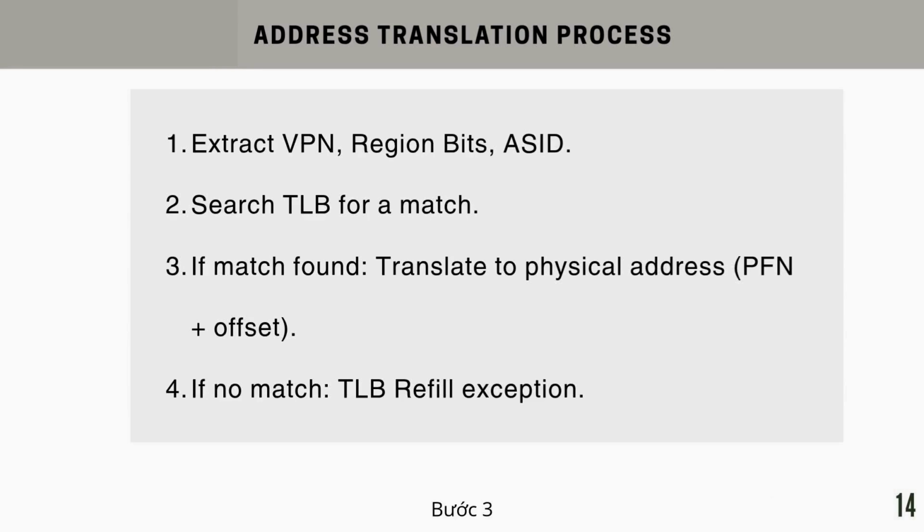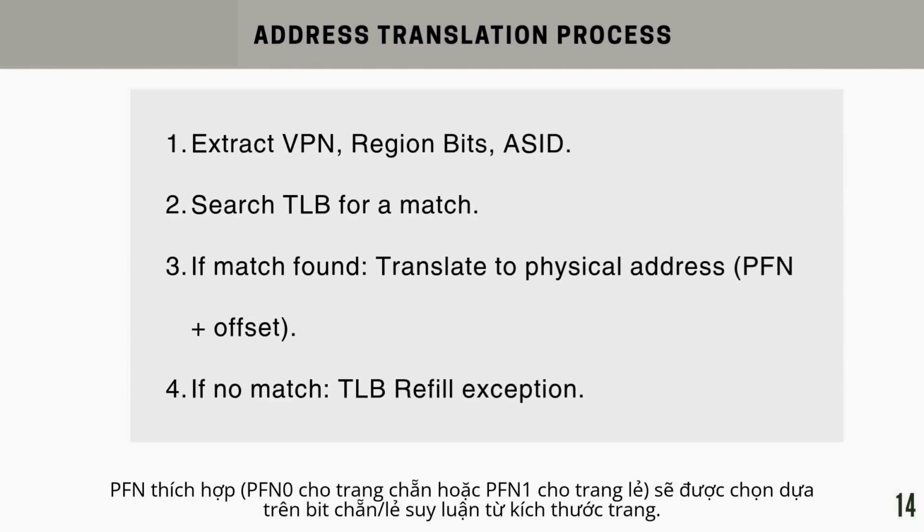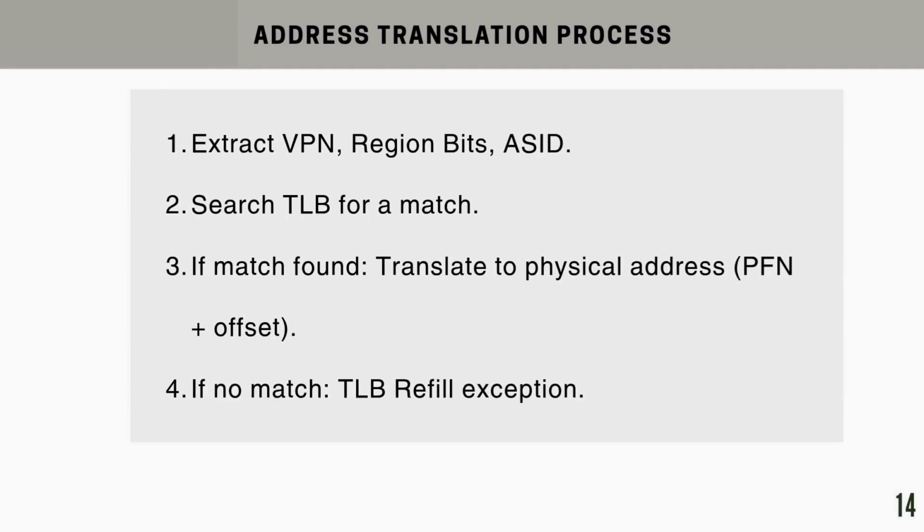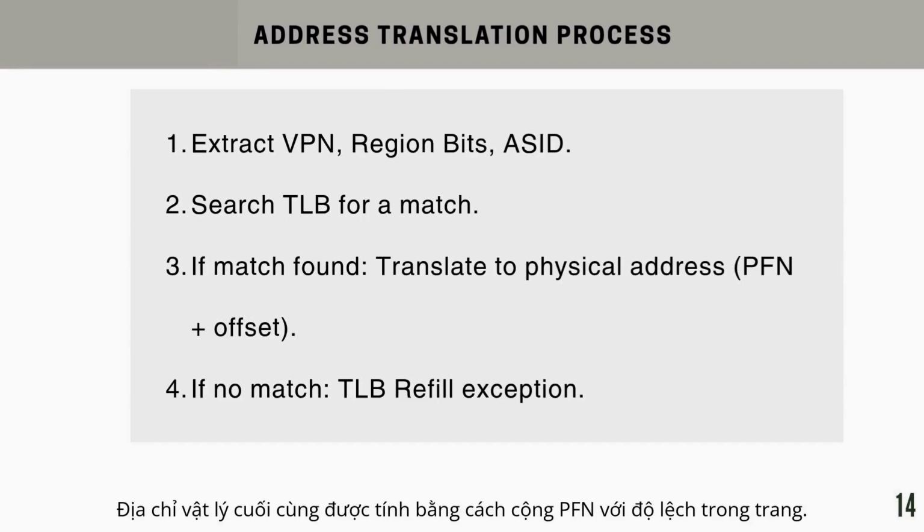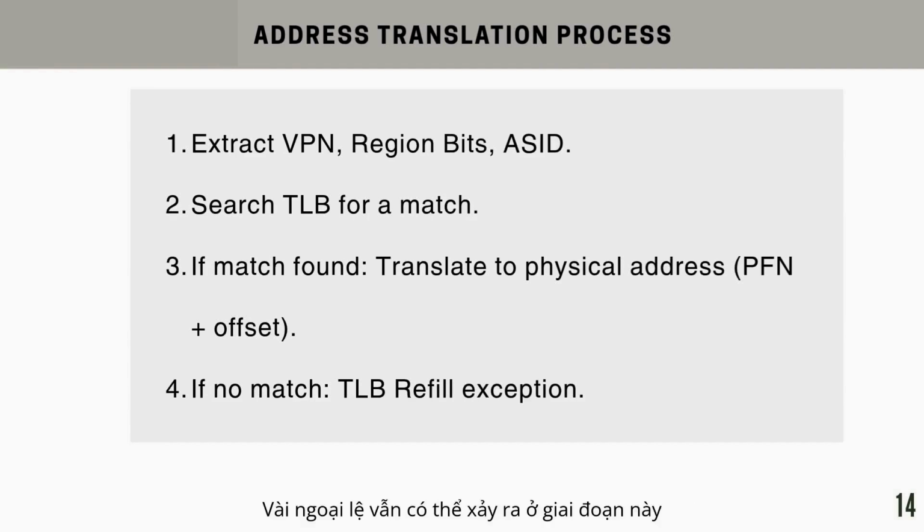Step number 3. Once a match is found, the system proceeds as follows. The appropriate PFN is selected: PFN0 for even pages or PFN1 for odd pages, based on the even-odd bit inferred from the page size. The final physical address is then calculated by combining the PFN with the offset within the page. Several exceptions may still occur at this stage.